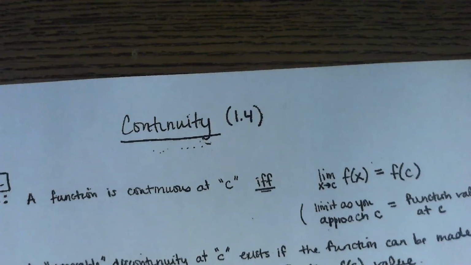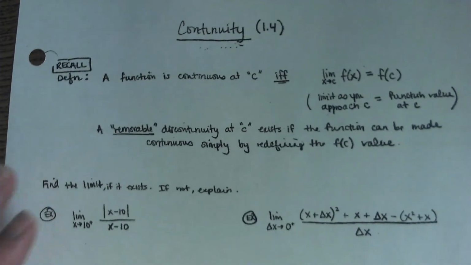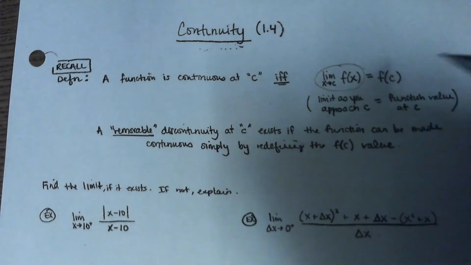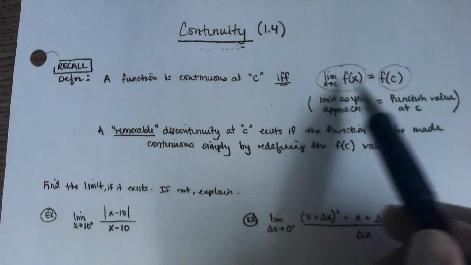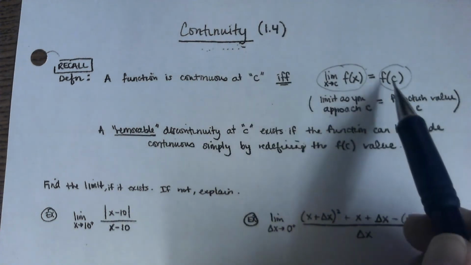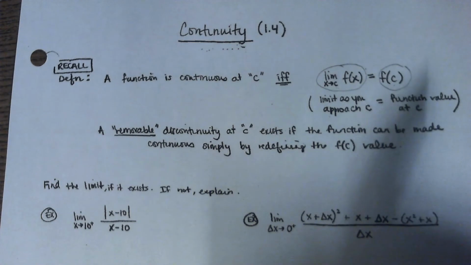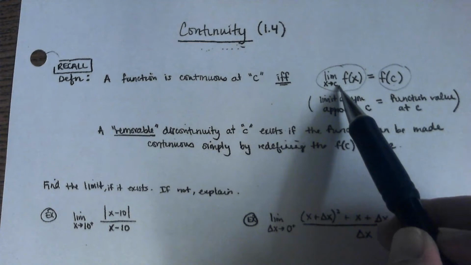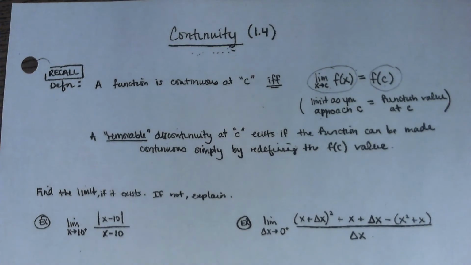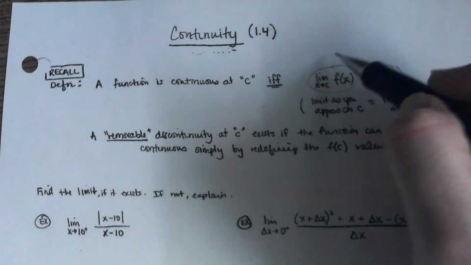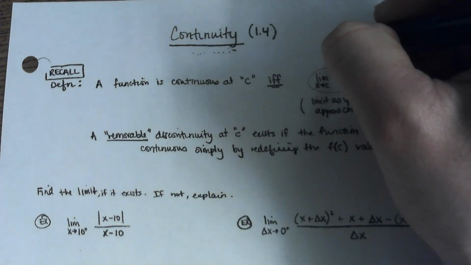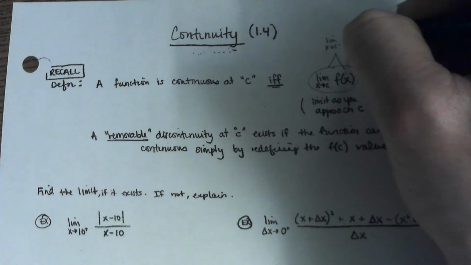All right, so just at the top, I just reiterated the definition, that in order to be continuous, the limit has to exist at C, the function value has to exist at C, and they have to be equal. And of course, just coming off of limits, the only way the limit is going to exist at C is if it's the same approaching from the left as approaching from the right. So you want to make sure the limit as you approach C from the left equals the limit as you approach C from the right.